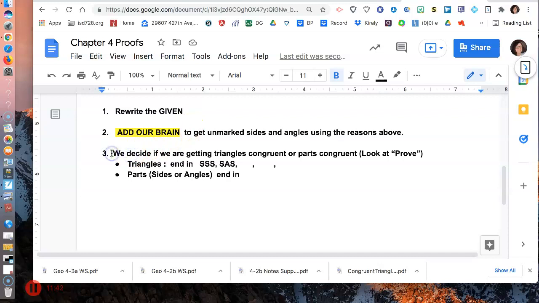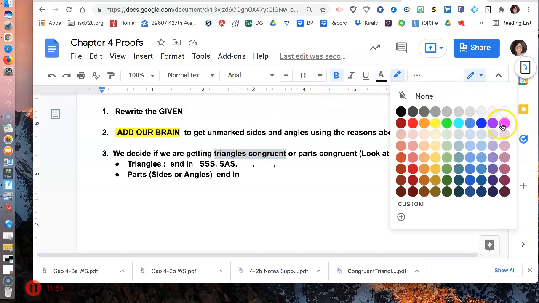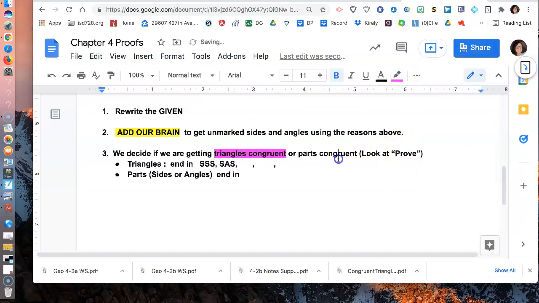This next step, all right, we then need to decide if we're getting triangles congruent, like full triangles congruent. Let's go highlight that. I'm going to do it in pink. Or if we're getting the parts of the triangles congruent, like just the sides or the angles. That's on hold till section 4.4. But if we're getting triangles congruent, right now we know we're going to end in side, side, side.